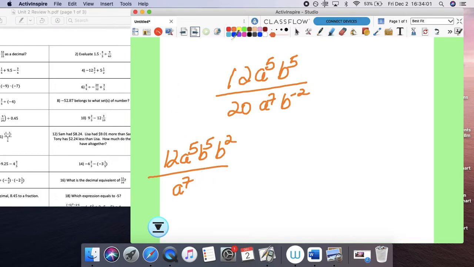Step by step, my next is going to be to simplify. Well, the 12, oh, I forgot 20. So 12 over 20, I can simplify. Divide by 4, I get a 3. 20 divided by 4, I get a 5. So that's okay, done. The A's, I have A to the 5th, A to the 7th.